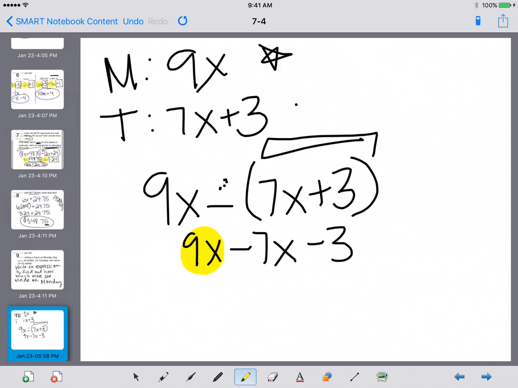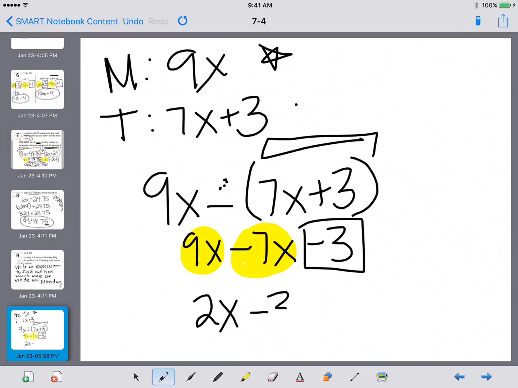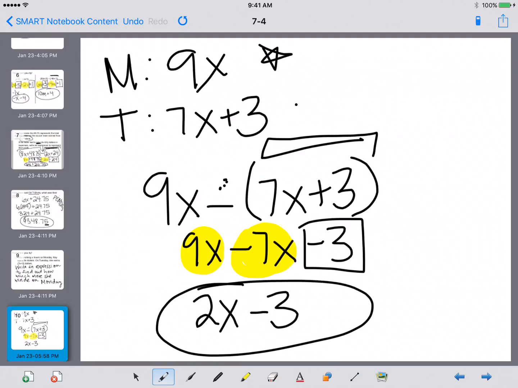Find our like terms. So 9x and minus 7x. And this minus 3 is hanging out solo. 9x minus 7x becomes 2x, and our minus 3 just stays hanging out by itself. And there is your answer there to find out how much more money she made on Monday than she did on Tuesday.